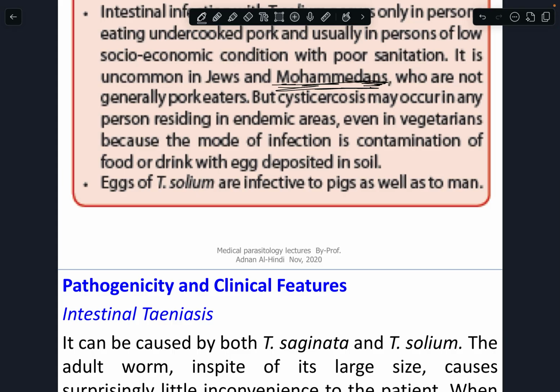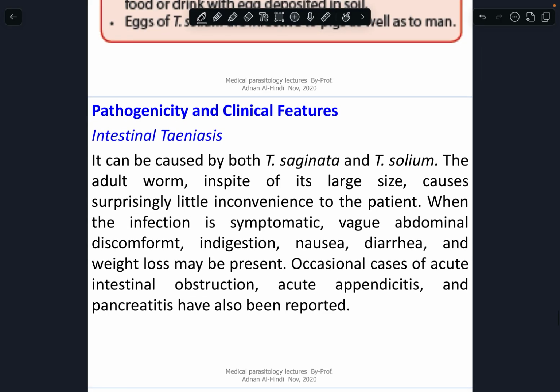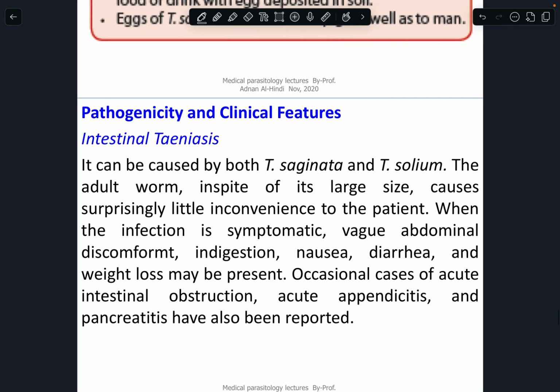Eggs of Taenia solium are infective to pigs as well as to man. Pathogenicity and clinical features. Intestinal taeniasis can be caused by both. Yeah, that's what we just studied, caused both by saginata and solium.